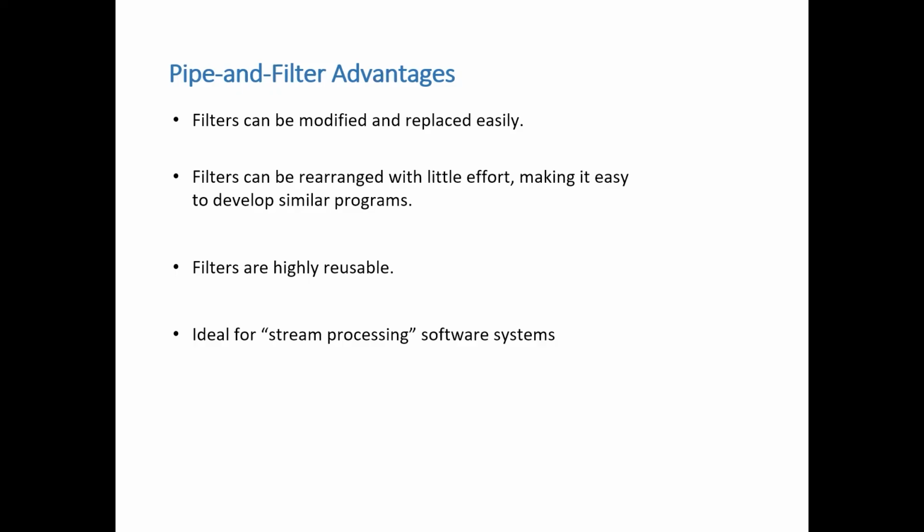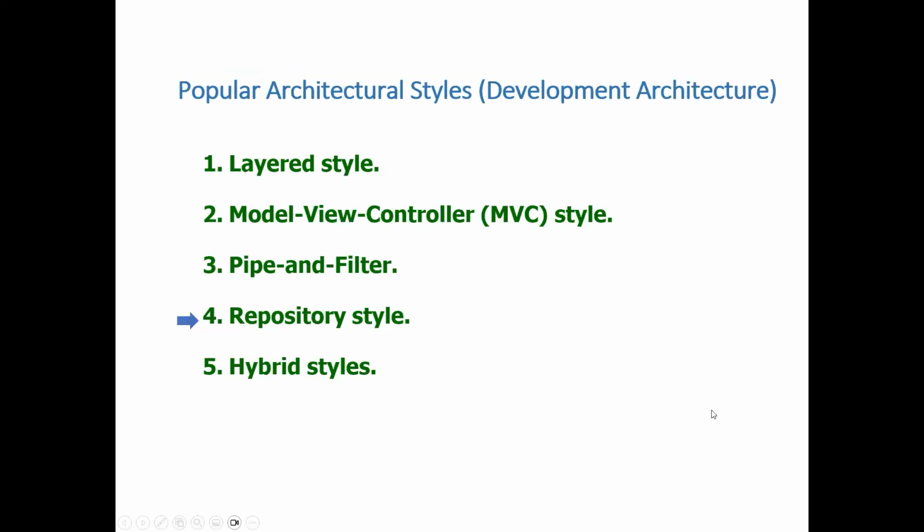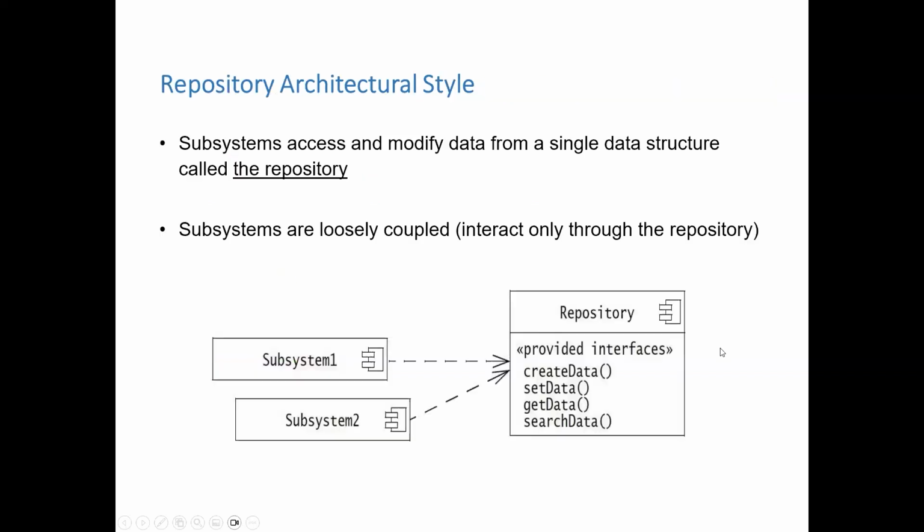So overall, pipe and filter promotes simplicity, reusability, and speed, qualities we really value in software development. And the fourth popular architecture is repository style. So let's look at that.